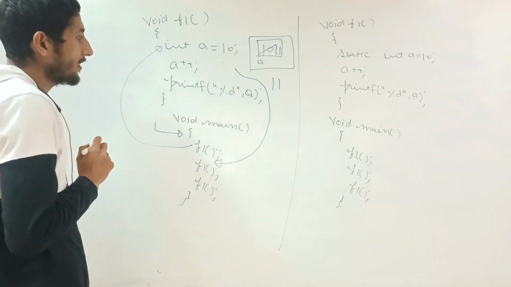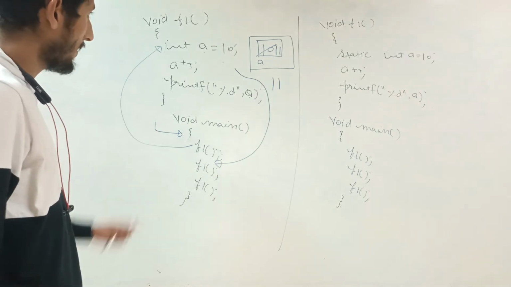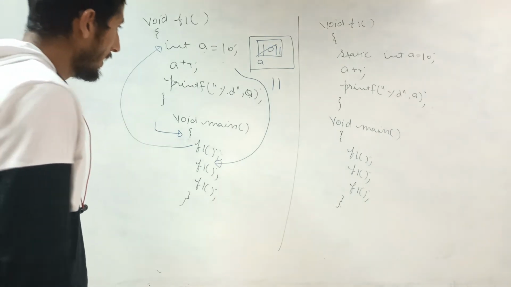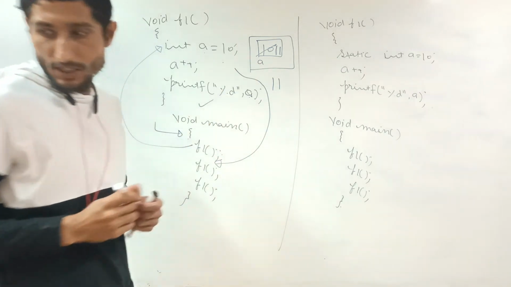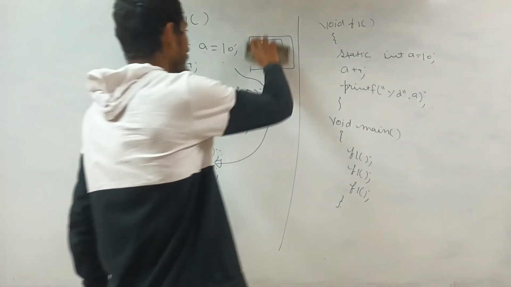So we have seen that when we call a function, memory is allocated, and when the task has been completed, the memory vanishes. So let me vanish the memory. So we have vanished the memory.